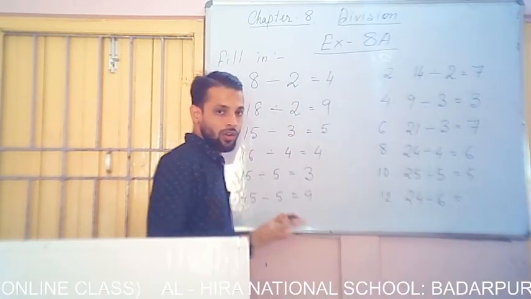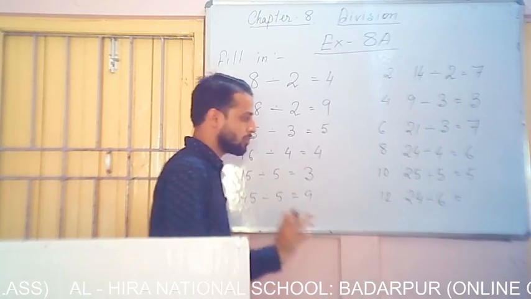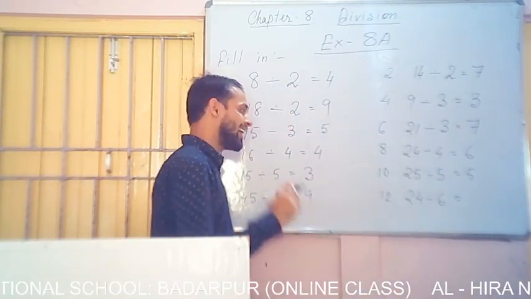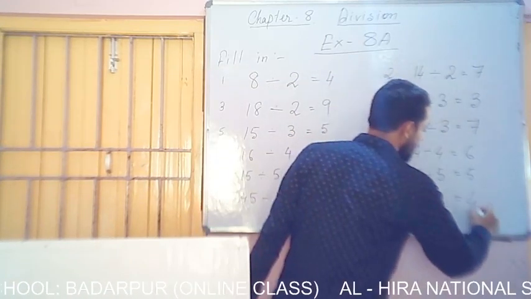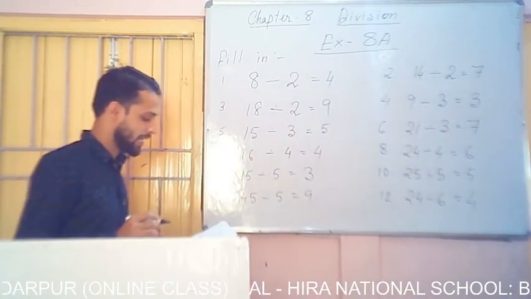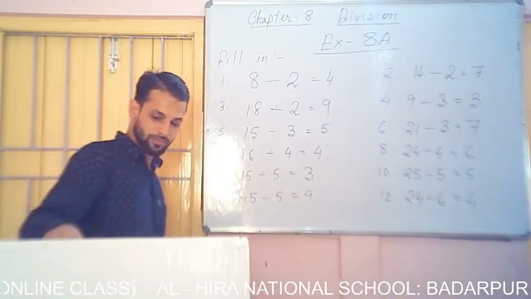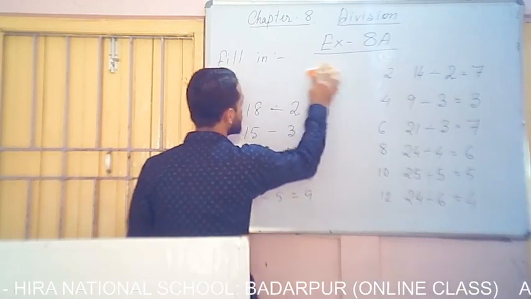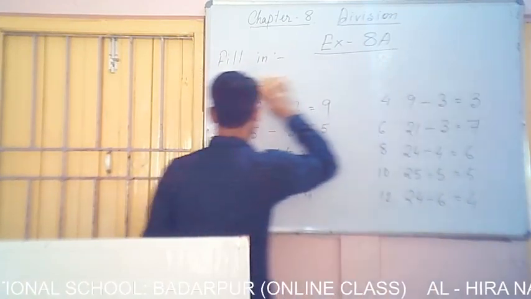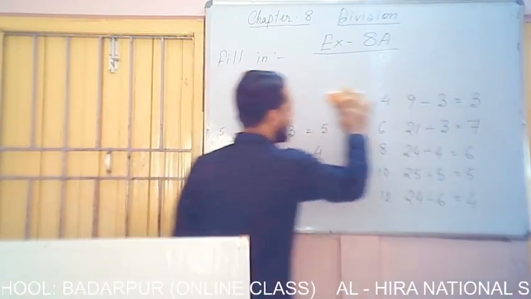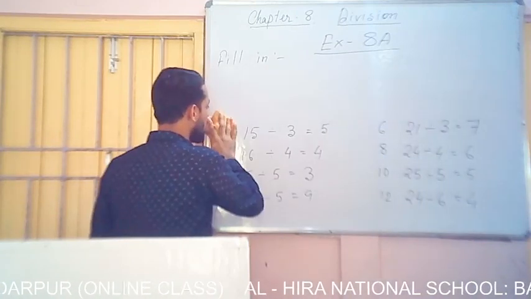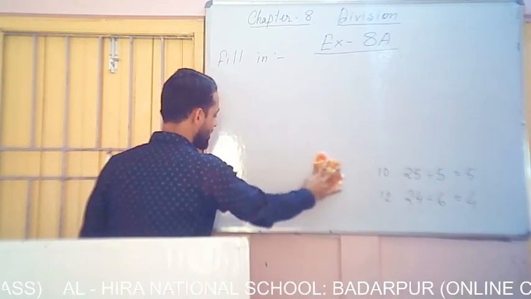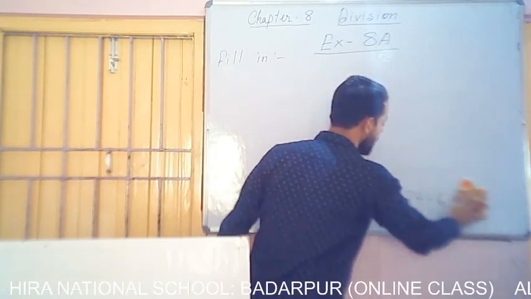So here we have to follow which multiplication table? We have to follow 6 table. So if we go through 6 table, we will get 6 4s are 24. Let me erase this. The other most important thing which I would like to tell you is that you have to memorize multiplication table. So without multiplication table you cannot solve all this.